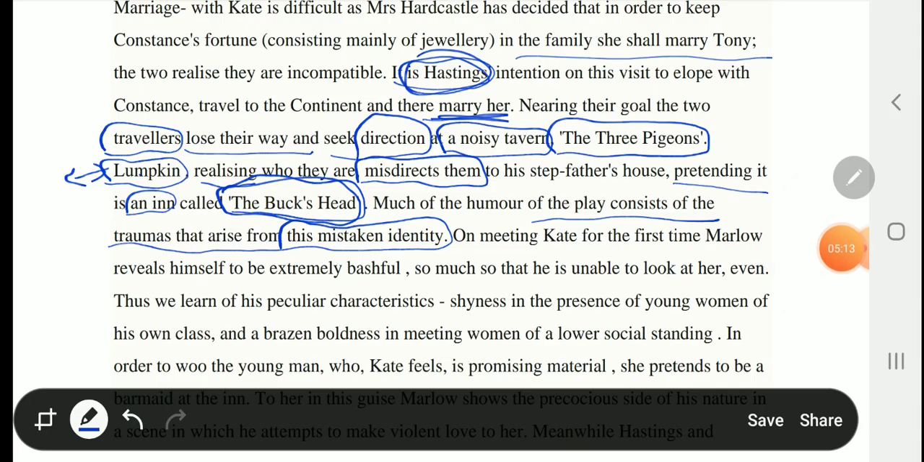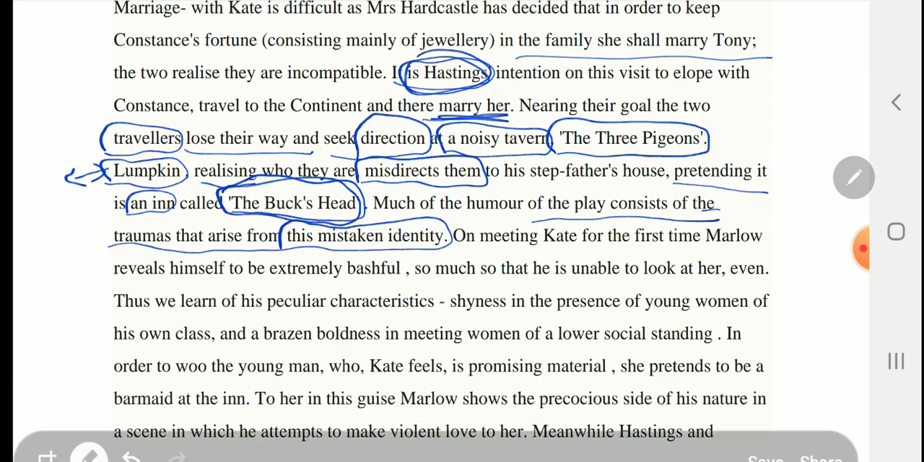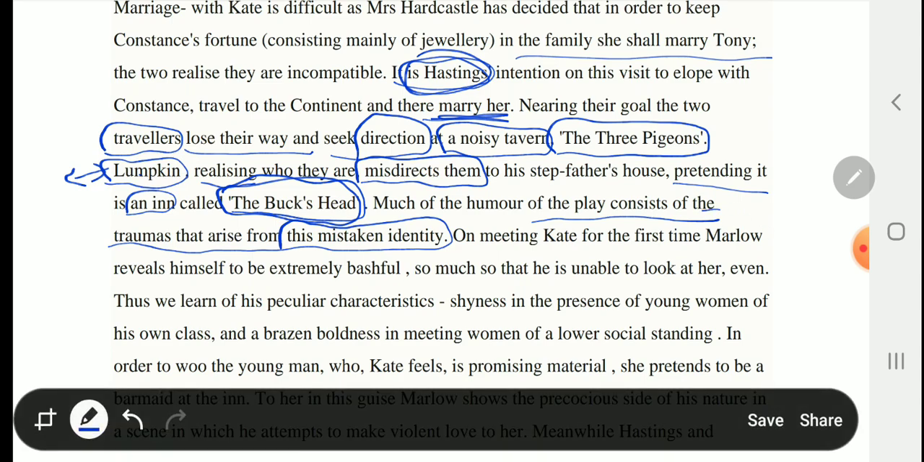When the two men arrive at Mr. Hardcastle's house, they behave as if they were truly in an inn. We can see that Marlowe keeps interrupting Mr. Hardcastle, and it seems like Marlowe does not truly have the kind of modesty that Mr. Hardcastle already knew about him.